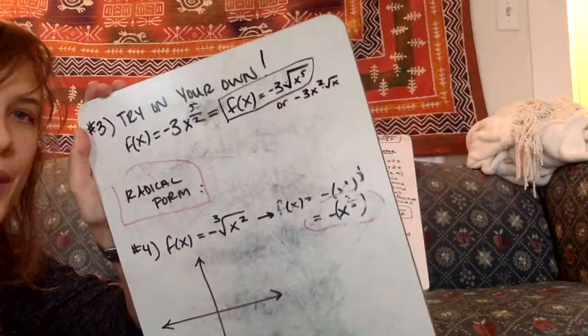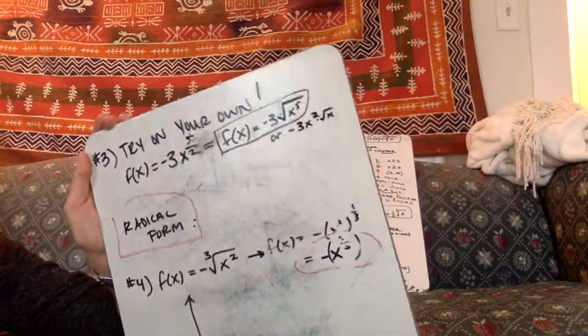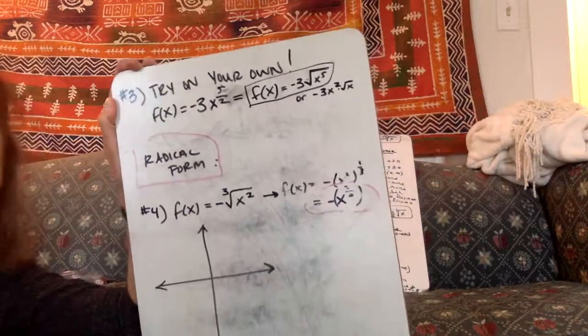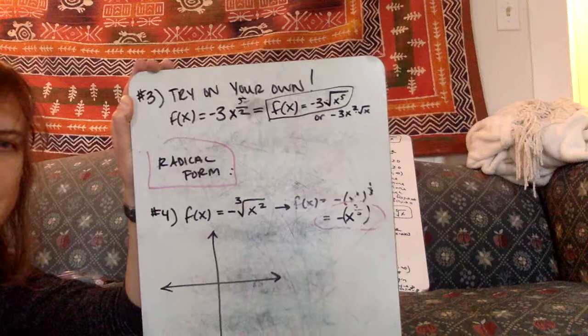So try that one on your own, and you can use Desmos, or you can just sketch it, and then do my identifier describers, like domain, range, increasing, decreasing, symmetry, that kind of jazz.